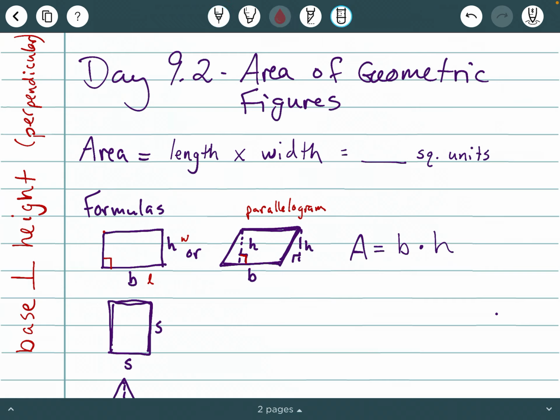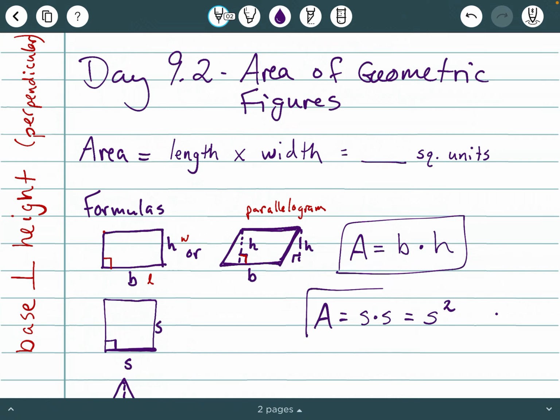Now, if we have this shape, this didn't turn out very good, so I'm going to redraw this. If we have a square, where all the sides are the same length, that's a little better. The area of a square is just side times side, because base and height are both the same, or that side length squared, to the second power.